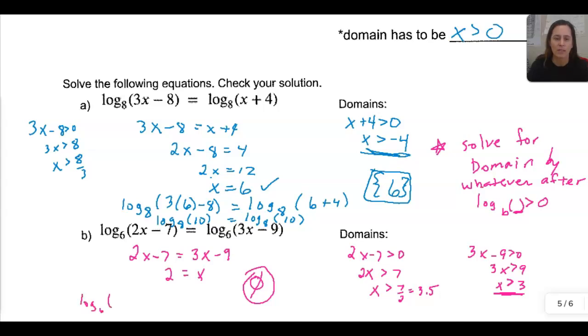So log base 6 of 2 times 2 minus 7 is equal to log base 6 of 3 times 2 minus 9. 2 times 2 is 4 minus 7 is negative 3. And we get log base 6 of 6 minus 9 is negative 3. So if you look right here, you can't take a log of a negative value. So if you plug it in and you get a negative answer, that's another way that you know that this is not going to be a solution and your answer is going to be no solution.